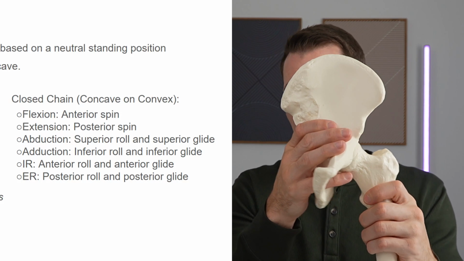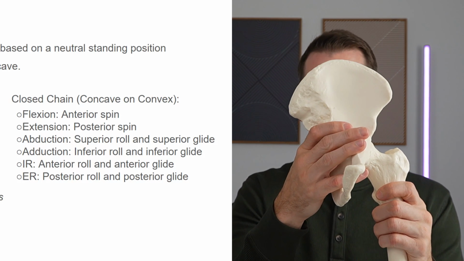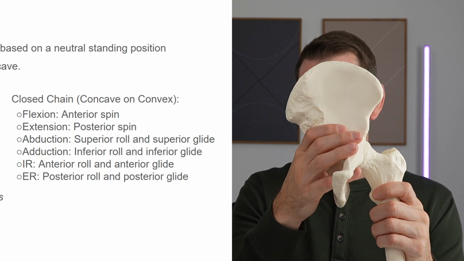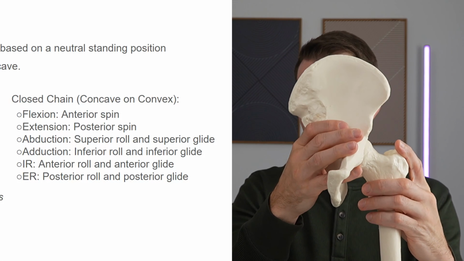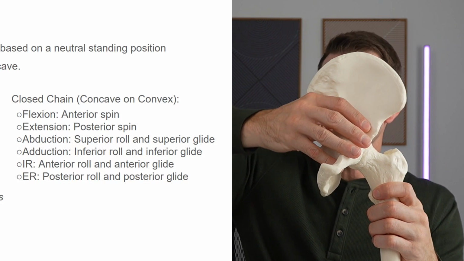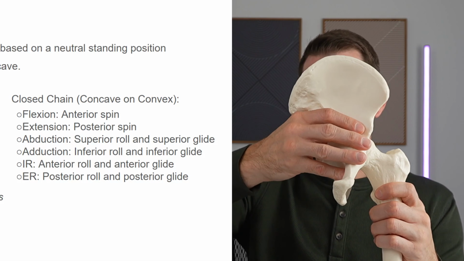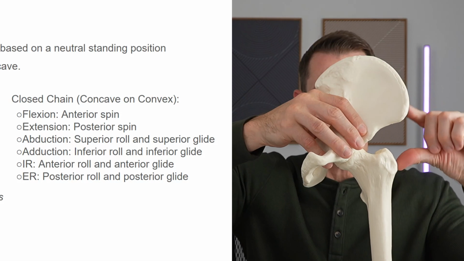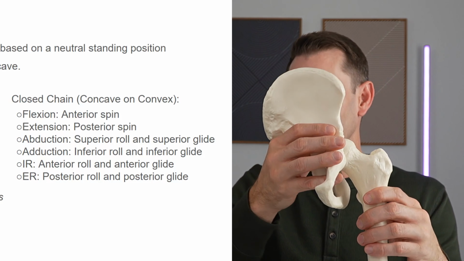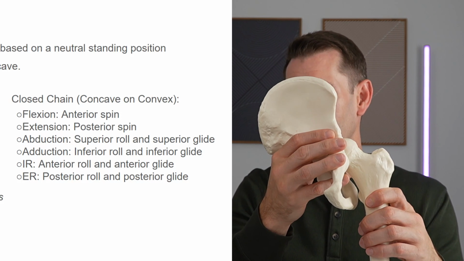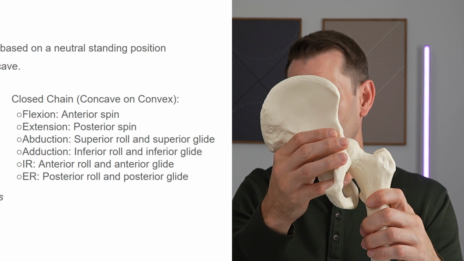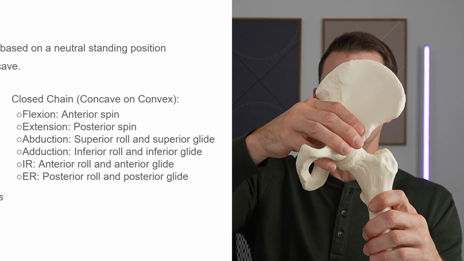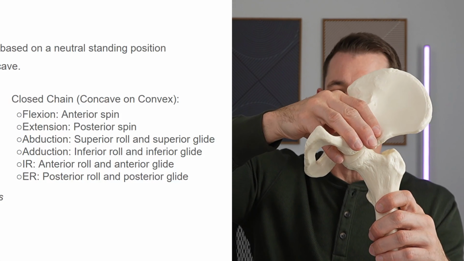All right, let's talk about our closed chain frontal plane movements. So abduction, we're keeping our femur in place here, and now we're going to hike this opposite hip. So we're hiking the opposite hip here, which makes this relative abduction because this angle is getting smaller. So with abduction, concave on convex means that the roll and spin is in the same direction. With that closed chain abduction, we get a superior roll and a superior glide.